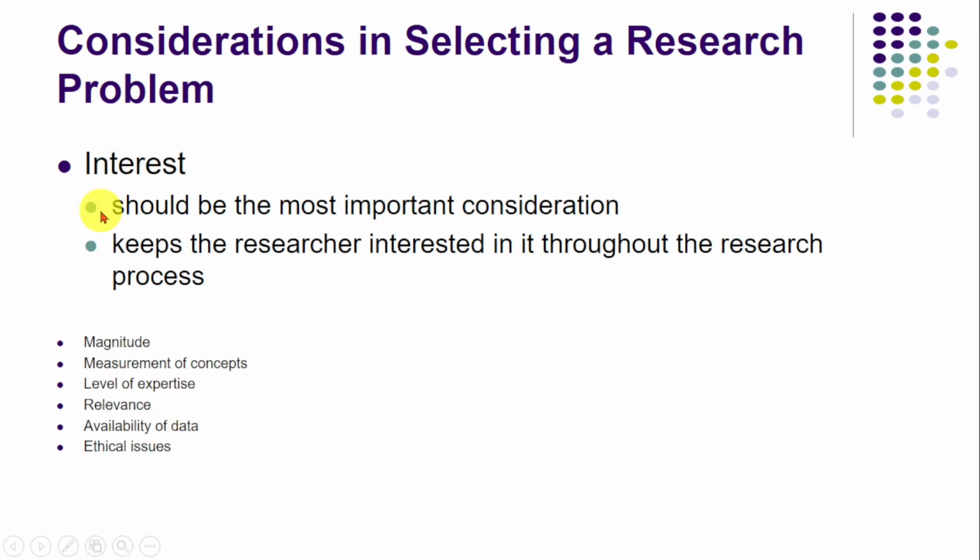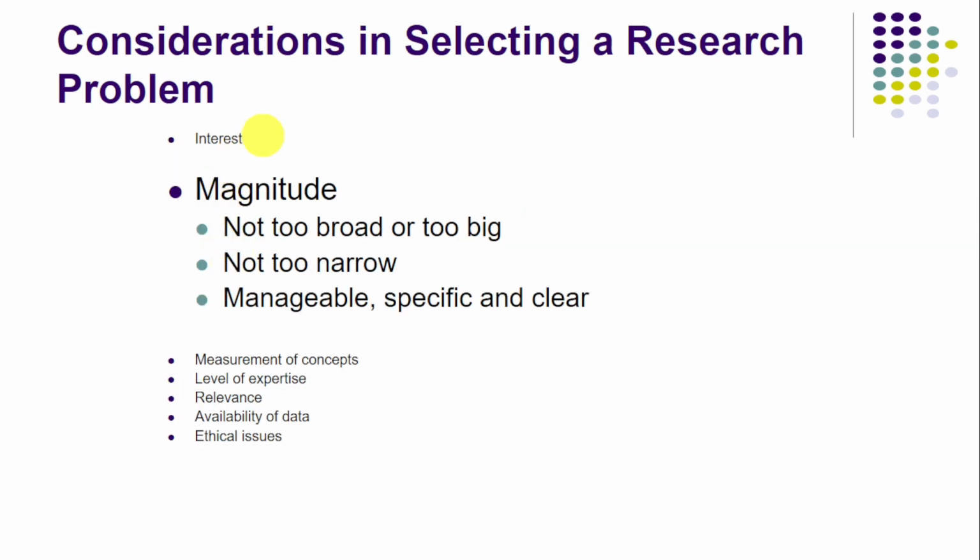First, interest. Interest should be the most important consideration. Keep the researcher's interest throughout the research. So the first key point is that you have an interest in the research which you are going to conduct. Next, magnitude. Magnitude means your research should not be too broad or too big, and not too narrow. It should be manageable, specific, and clear.